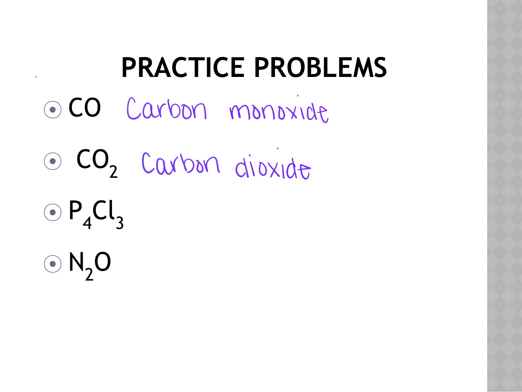Okay, we have P4Cl3. What is P? Okay, phosphorus. This time, do you see how the quantity is greater than 1? Okay, so you have to add the prefix. So what's the prefix for 4? Tetra. Okay, and the first element name doesn't change. It's still phosphorus. There's no I there. So it'll become tetraphosphorus.